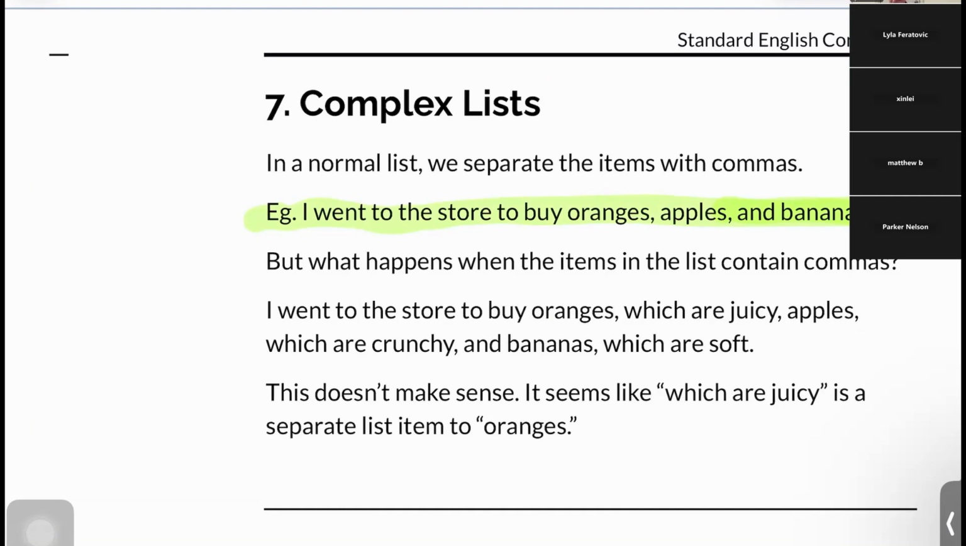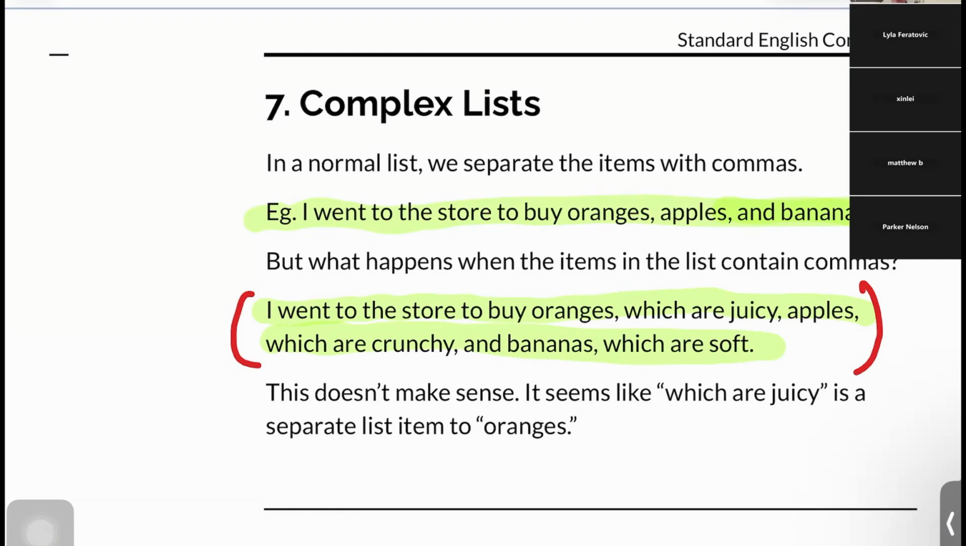Easy peasy. But let's try to make this list a little bit more complicated. Look at this next example that I'm highlighting here. I went to the store to buy oranges, which are juicy, apples, which are crunchy, and bananas, which are soft. Grammatically, this no longer really makes sense, because you're using the same punctuation to separate all of these pieces of information, which implies that the words "which are juicy" are also a different item in this list. It's just a little confusing.